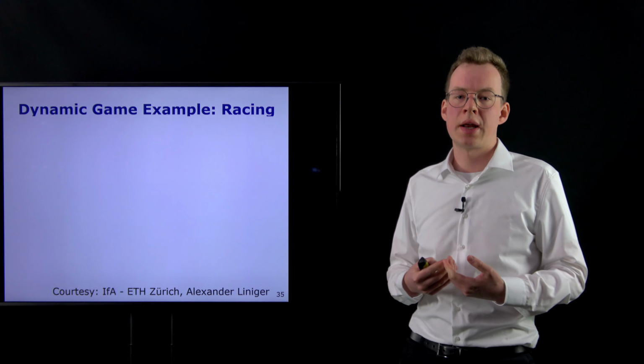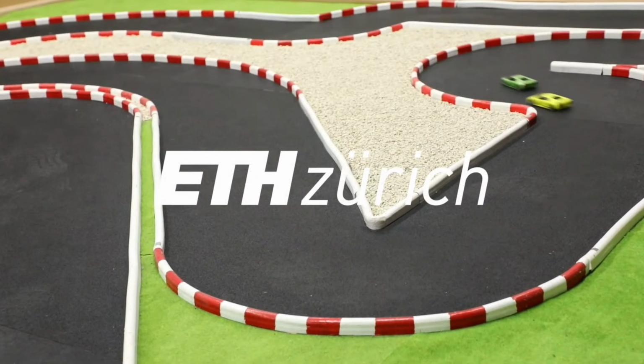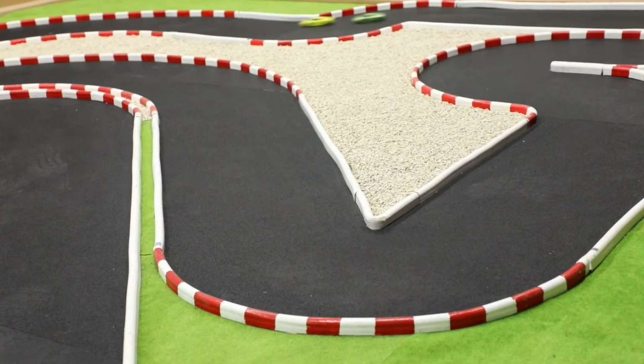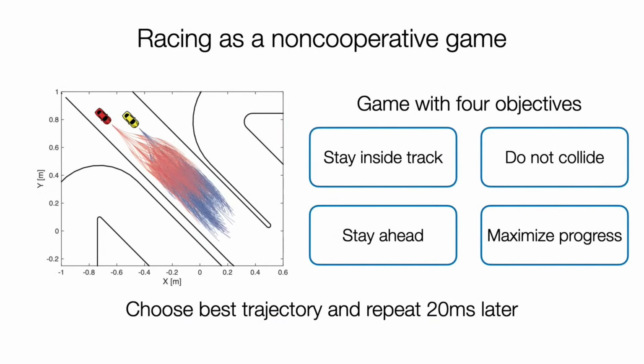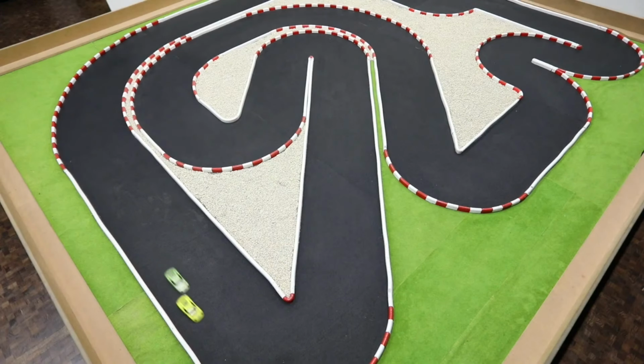The second example that I would like to show is this work from Alexander Liniger from ETH Zurich, who has developed a game theoretic controller for racing of these model cars. And there the objective for each player is to not collide with other players, but stay in the track bounds and stay ahead of other players, as well as maximizing track progress. And you can see that by solving this dynamic game over these two players, you get this very competitive wheel-to-wheel racing behavior on this model track for these toy cars.